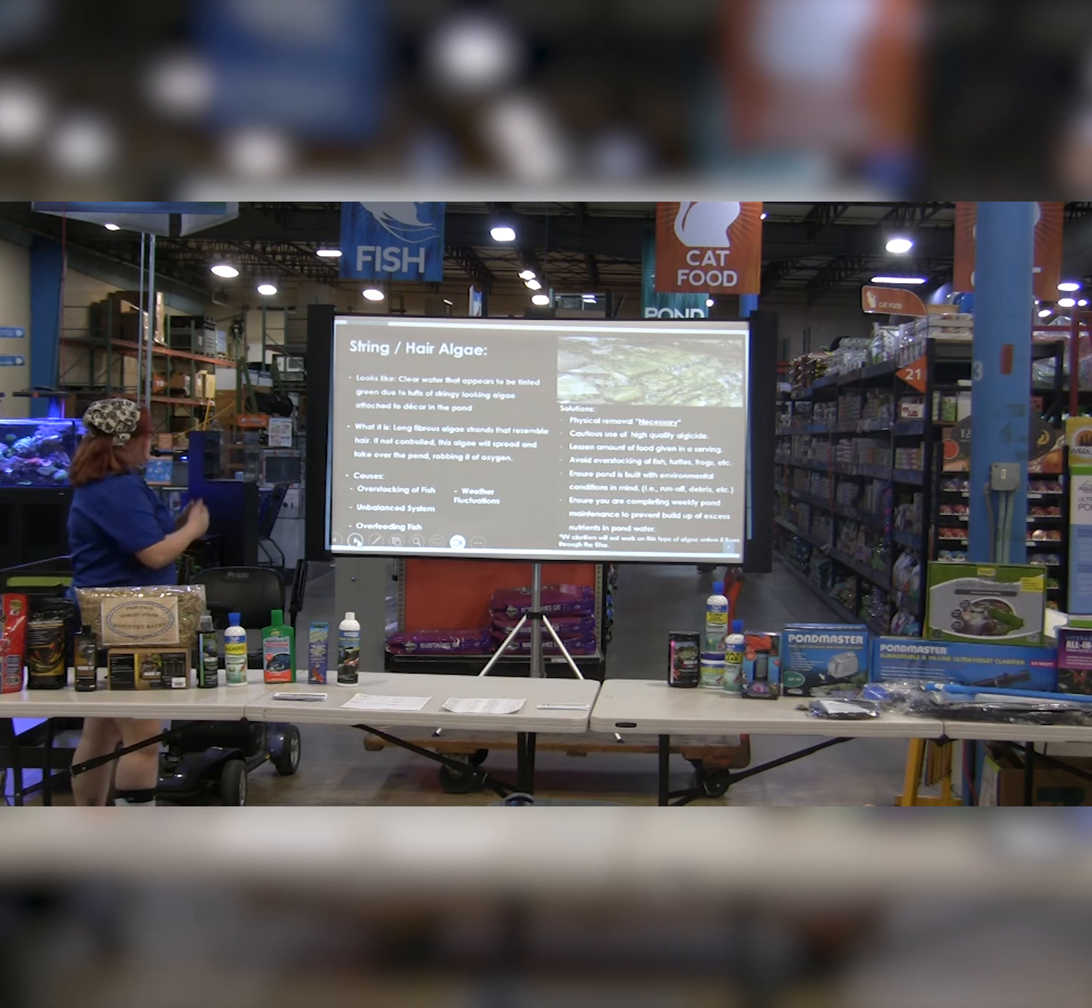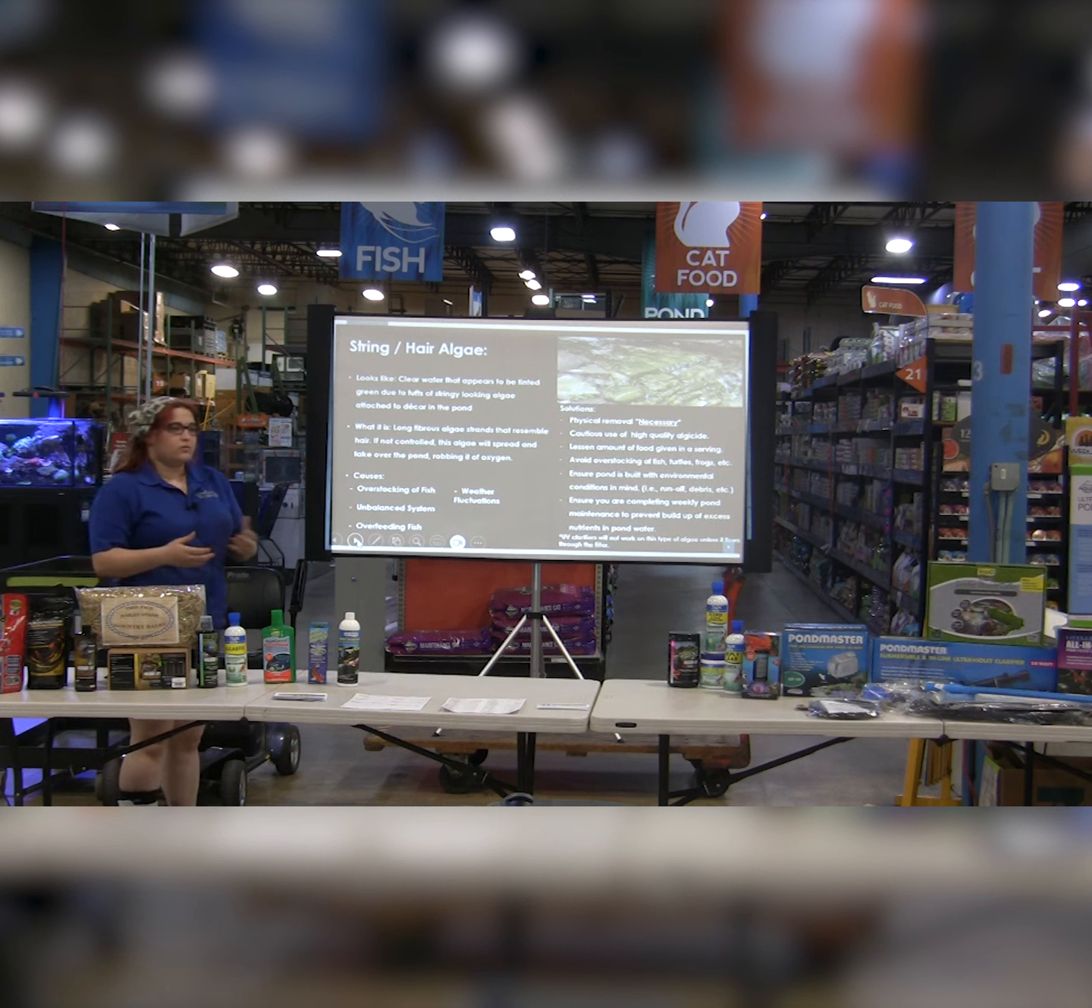Basically, like I said earlier, it looks kind of like clear water. You don't really have anything suspended in the water, but it almost looks like you've got hair-like tufts that are growing on rocks, growing on the edges. Sometimes it can be free-floating if it gets disturbed, but most of the time it's anchored to something. It's long, fibrous algae strands. If not controlled, they take over the pond. It'll be all throughout the entire thing. You've got to watch with it.